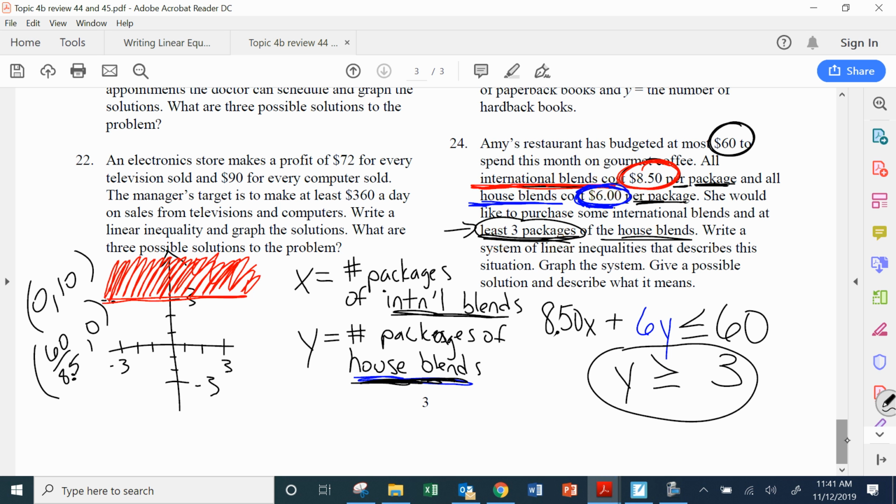The main thing is I want you to get this part correct over here. I want you to be able to write these equations for the word problems. All right, so that's the end of the video.